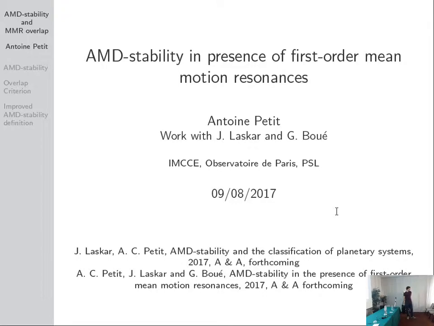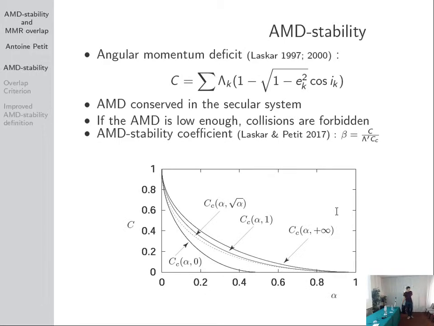Okay, so hello everybody. I'm a PhD student at the Paris Observatory with Jacques Laskar and Gonalgue. I will explain what we've done to include the chaos induced by the first-order mean-motion resonances in the AMD-stability that Jacques presented this morning. So just a recap if you were not there this morning.